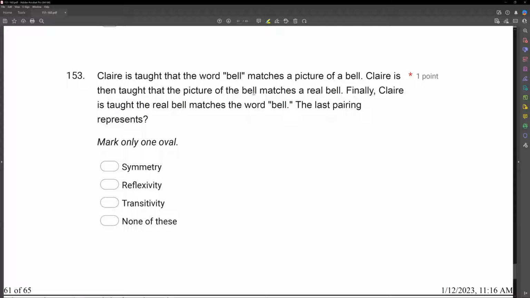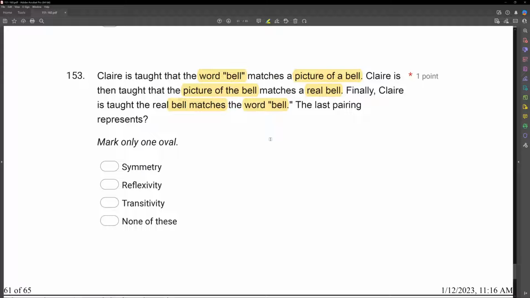Transitivity, we know, is the highest order, okay? Transitivity occurs when behavior or pairing or equivalence are derived from symmetry and reflexivity. So when we have symmetry, we have reflexivity, we have these other matches derived from those two. In this case, we have the word bell, which can be A, matches a picture of a bell, which is B. So that would be A equals B. She's then taught that picture of the bell, B, matches a real bell. So B equals C. Claire is then taught real bell matches the word bell.